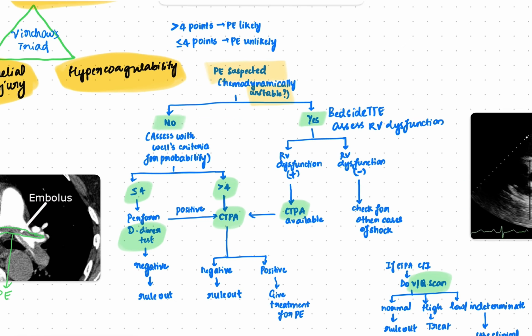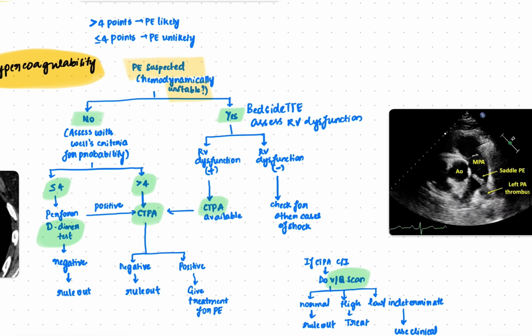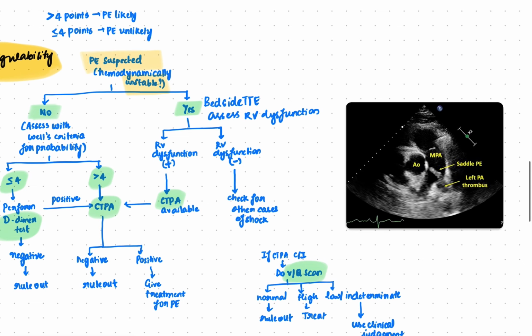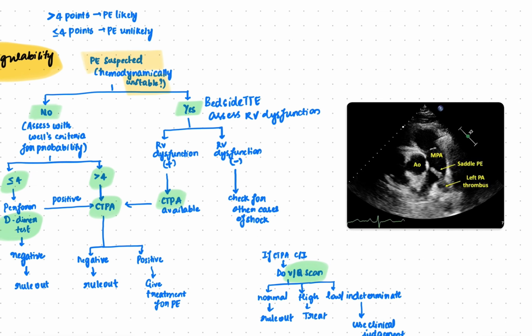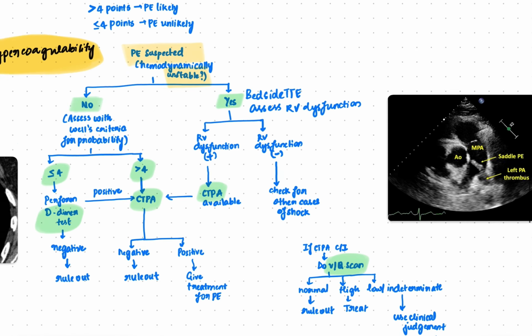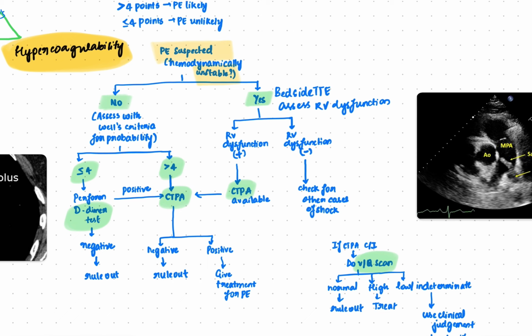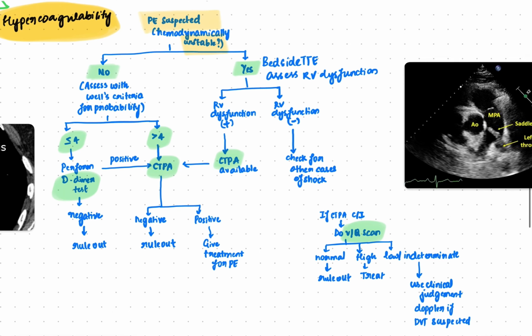Next we will see when pulmonary embolism is suspected clinically and the patient is hemodynamically unstable, then we have to do bedside transthoracic echocardiography, and we have to assess for right ventricular dysfunction. This picture is showing transthoracic echocardiography where there is a saddle pulmonary embolism and a left-sided pulmonary artery thrombus. So here if right ventricular dysfunction is present, then we have to perform CT pulmonary angiography if available. If right ventricular dysfunction is absent, we have to check for other causes of shock.